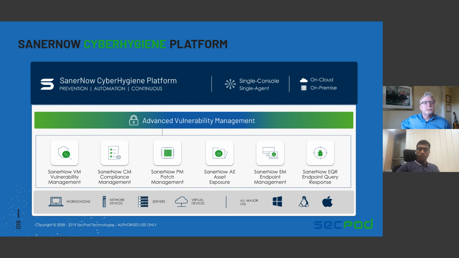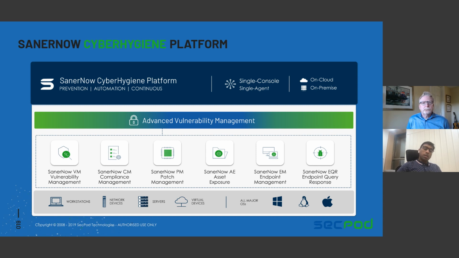And then with endpoint management, we are able to remediate other types of vulnerabilities that go beyond application of software patches. And then we also have an EQR module that will help one build their own query, discover the aberrations and deviations, and also have the response rules built into it so that you can actually act upon those problems.